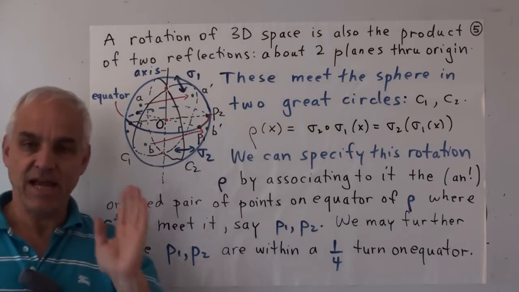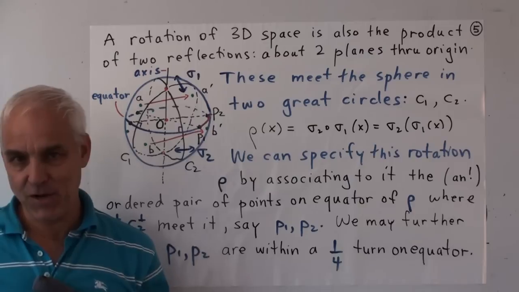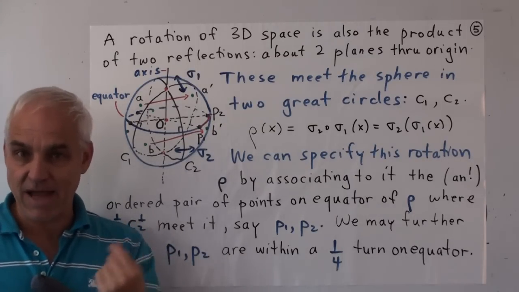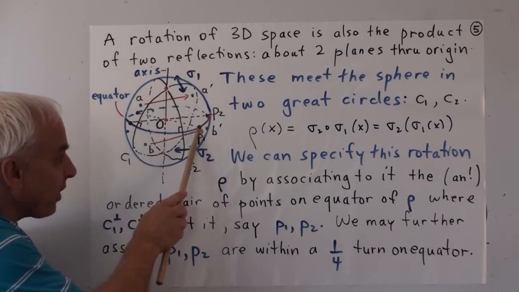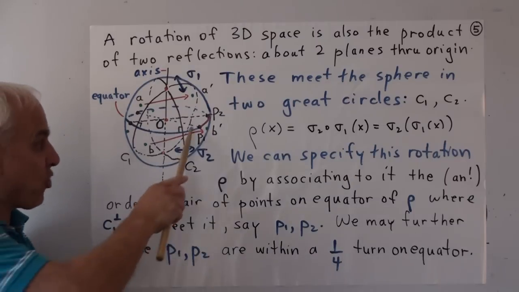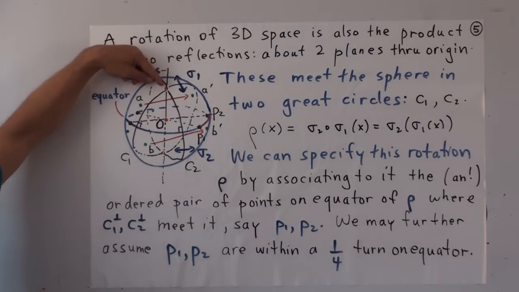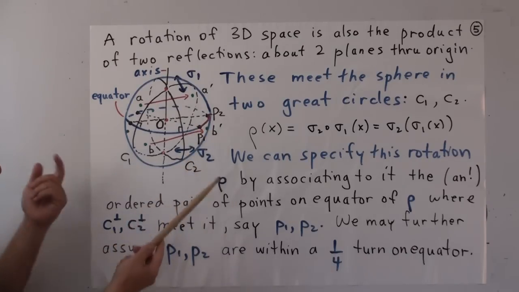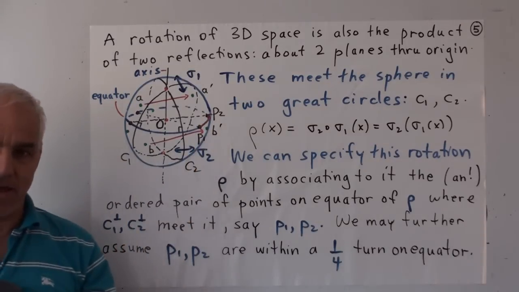So how are we going to represent this combination of reflections? We're going to do something different than we did in the planar case. We're not going to use the two lines or the two great circles passing through our North Pole. We're going to rather use these two points, P1 and P2, on the equator of the axis of rotation. So there's P1, there's P2. You might say, well, which P1 are we going to use? There's actually two of them. And which P2 are we going to use? There's also two of them.